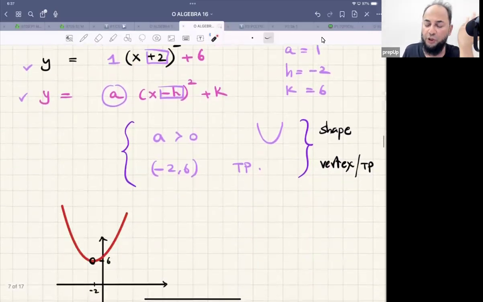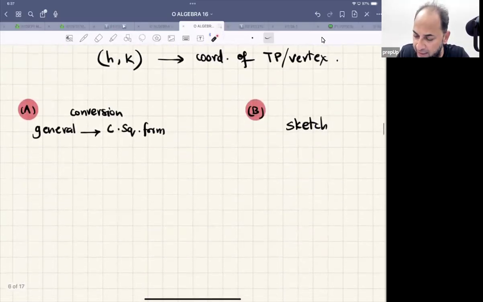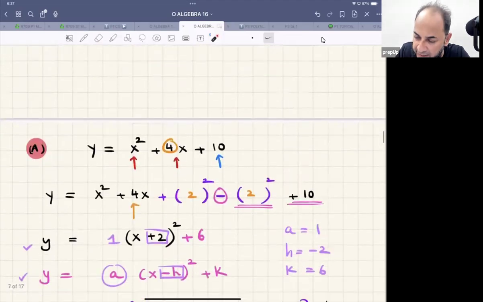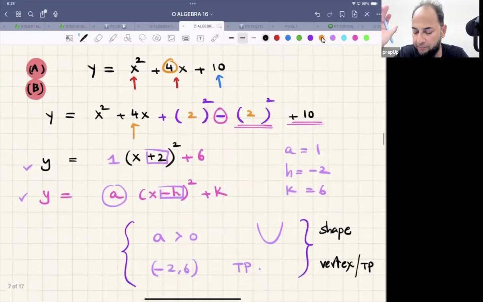Then you compare coefficients, then you sketch the graph. That's how this thing is done. So we are doing two things at once. The first thing is the conversion. The second thing is the sketch. So let me also write over here, the sketch was also done in the same thing. I could have waited for later, but I just did it over here.